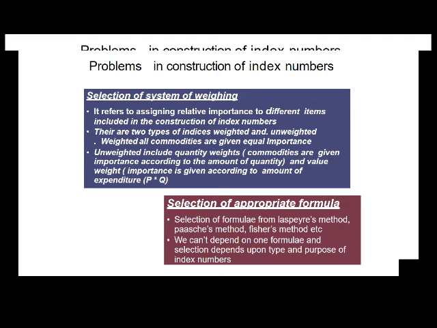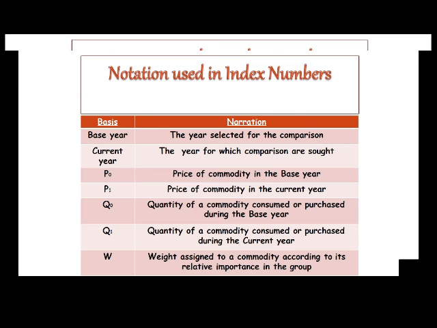Next is selection of an appropriate formula. There are so many formulas that come in index numbers, so which is the best formula? It is not given. Therefore, the selection of an appropriate formula: Laspeyres' method, Paasche's method, Fisher's method, Drobisch-Bowley method. We can't depend on one formula; the selection depends upon the type and purpose of the index number.